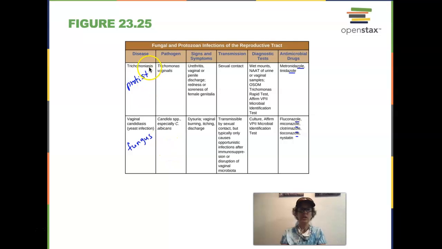So Trichomonas is the disease caused by Trichomonas vaginalis, and vaginal candidiasis or yeast infection is a fungus. And we've got these two will also appear on that study guide table for chapter 23.